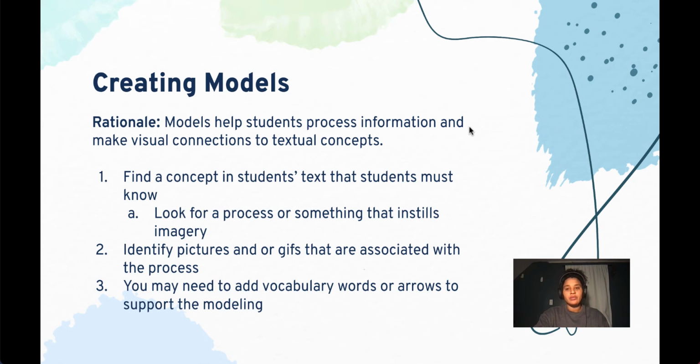One way that helped me figure out how to set up the model opportunity for my students is by finding the concept in students' text that they must know, right? So prioritizing which concept is highly transferable and which will be used throughout the lesson sequence or the unit. So once you identify the concept or the process that you want students to model, identify pictures that are really clear. You may also need to add vocabulary words or arrows to help support the modeling.